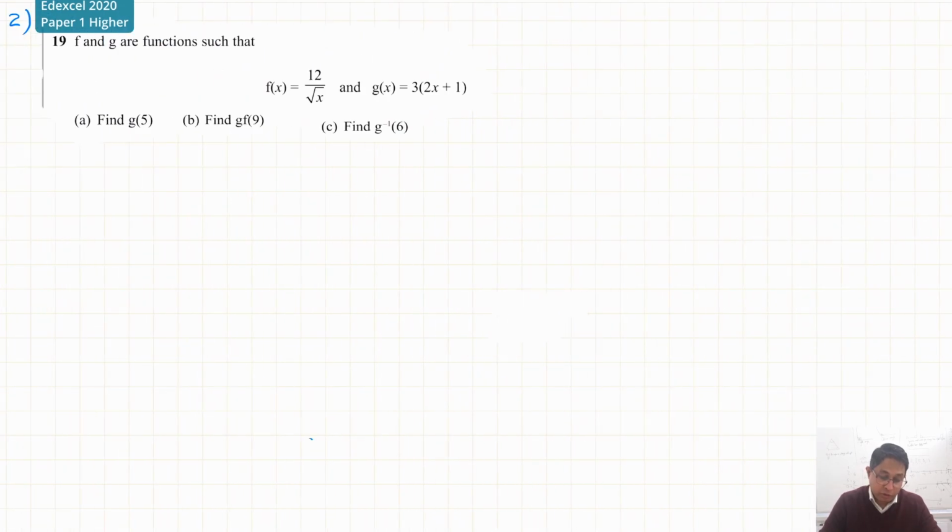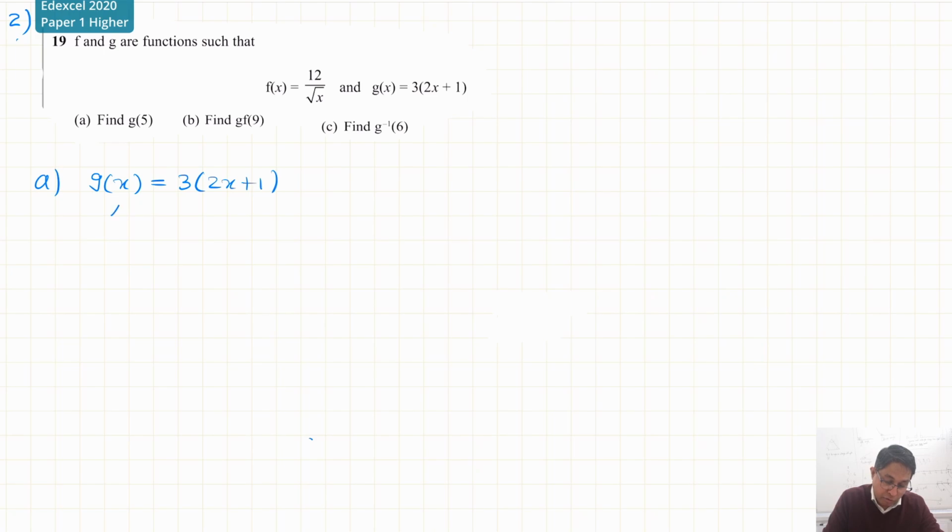Question number 2. In this question, two functions are given, f of x and g of x. We have to find these function values. Let's see how we can do this. Part A, you have to find g of 5. So write down function g of x.